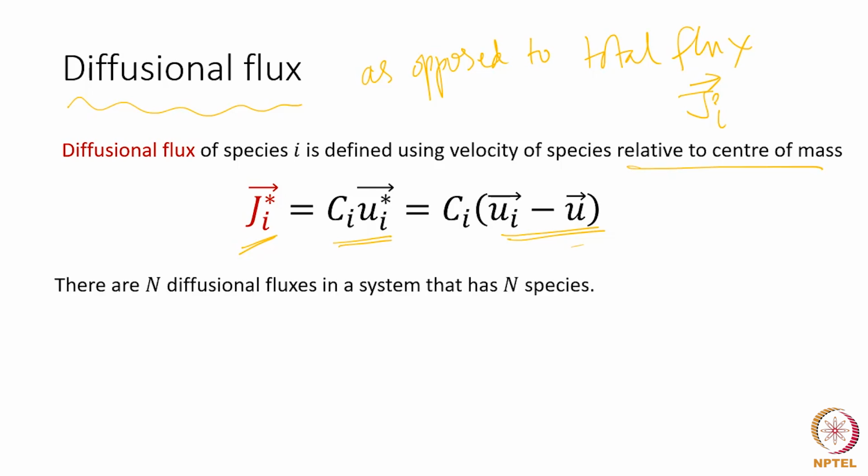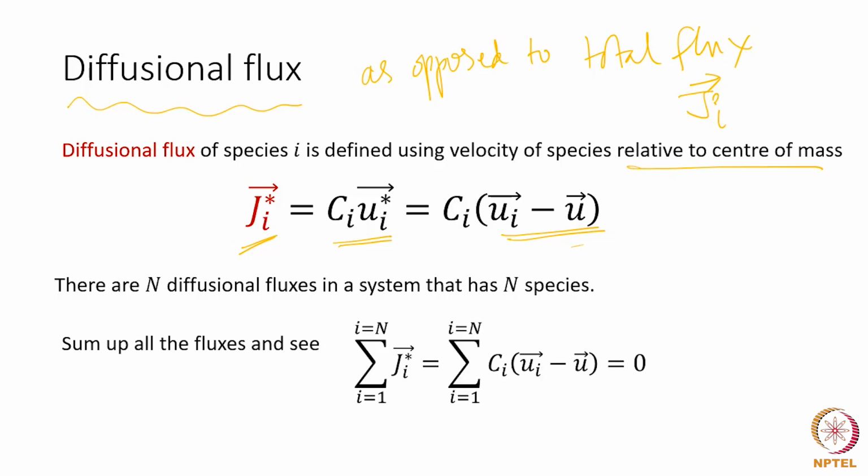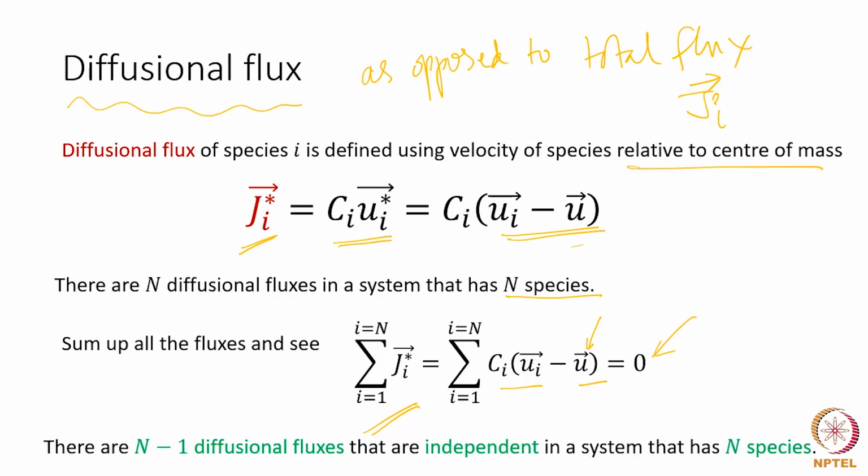If there are n diffusional fluxes in a system, because there are n species, then there is some conclusion that we can make. When we sum up all the fluxes, on the left hand side we have the sum, and on the right hand side these two terms, when you sum them up, actually cancel, because the definition of u already involves the summation of ci and ui. So we have a constraint on the diffusional fluxes of the n species: the summation has to be 0, which means that if there are n species in a system, there are only n minus 1 diffusional fluxes that are independent. The nth equation is completely defined because of this condition.